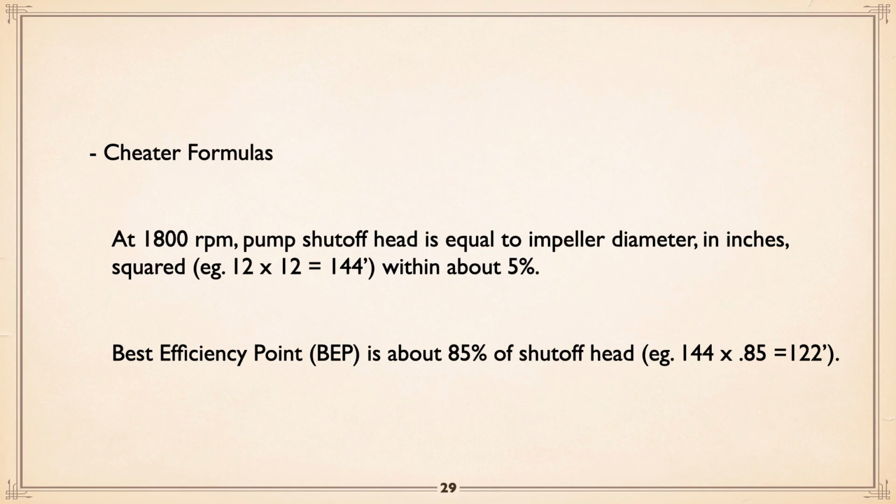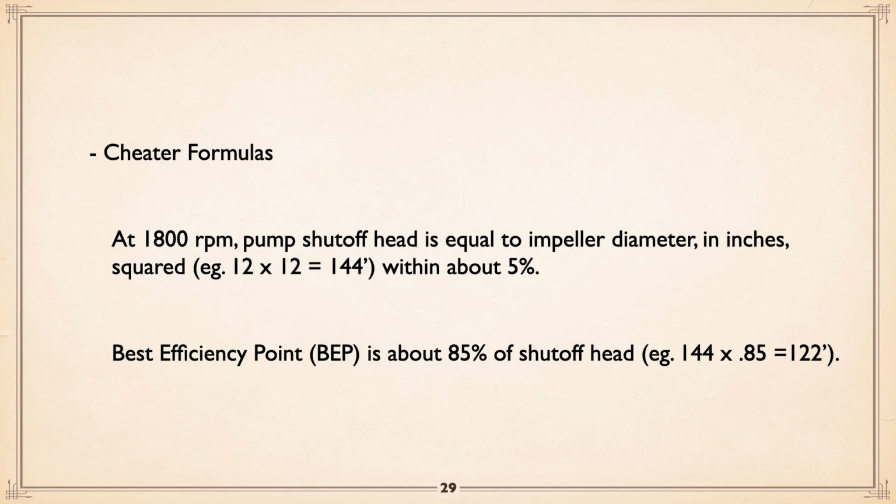In other words, a 12-inch impeller at 1800 RPM will be about 144 feet at shutoff within about 5% accuracy. What is very useful is best efficiency point. If you don't know much about the curve, the best efficiency point is going to be about 85% of what shutoff head is. Like 144 feet times 0.85, best efficiency point will be somewhere around 122 feet.